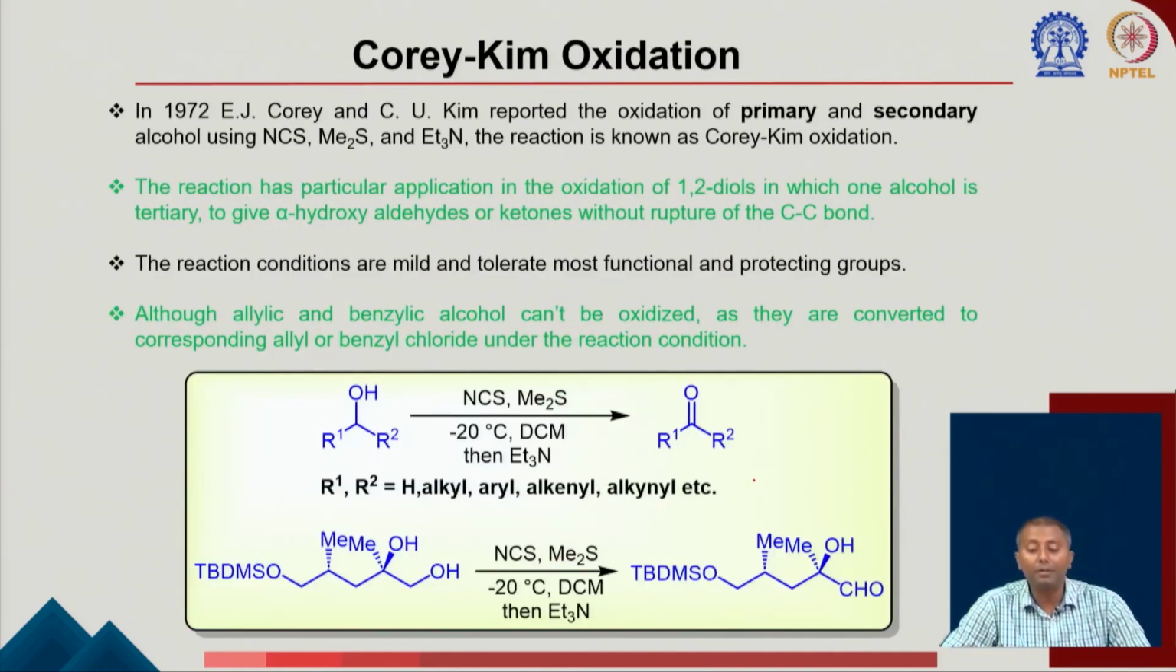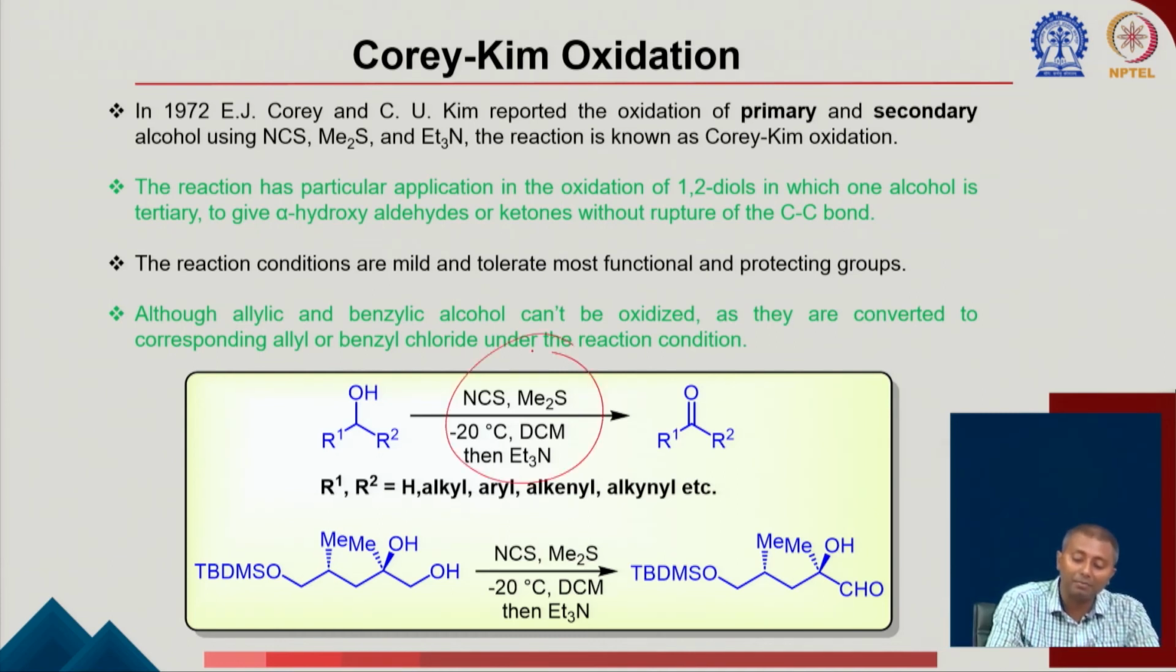So I think we already talked about the activated DMSO. The final one is the Corey-Kim oxidation. Again we are generating some sort of species here, but not using DMSO. One of the problems with DMSO is that it is a high boiling compound, so getting rid of DMSO from the reaction mixture was a challenge. If a reaction can be developed without DMSO, that will be useful. So Corey developed this reaction called the Corey-Kim oxidation. Here they use N-chlorosuccinimide and dimethyl sulfide. Together they are going to generate this.